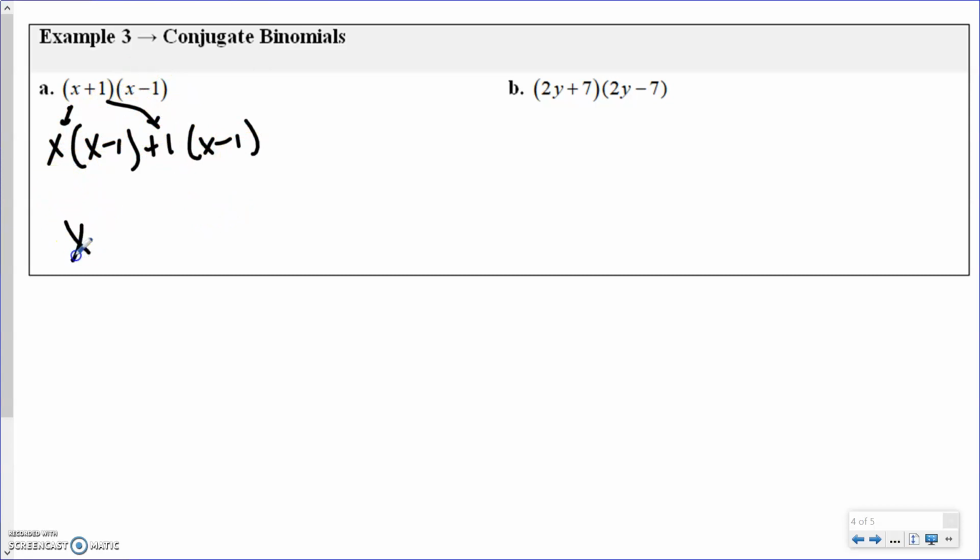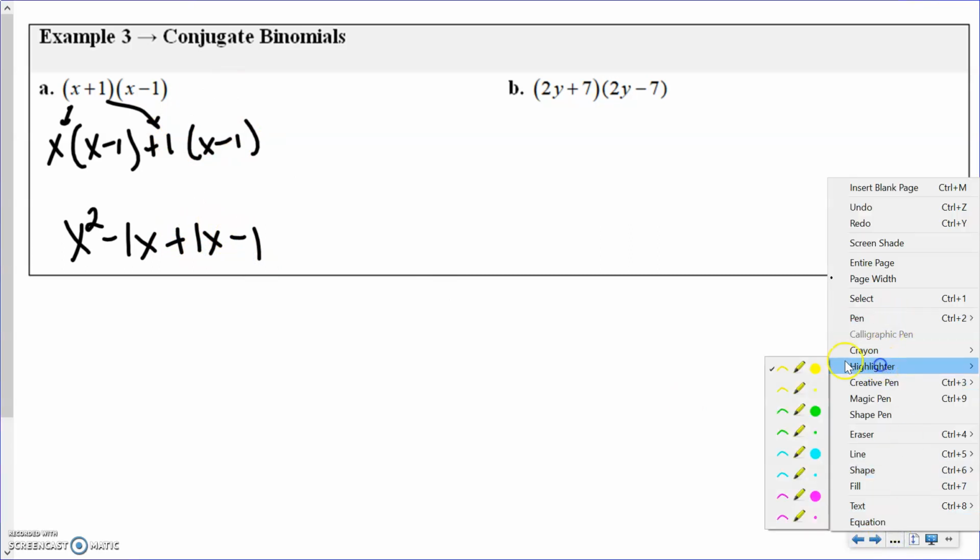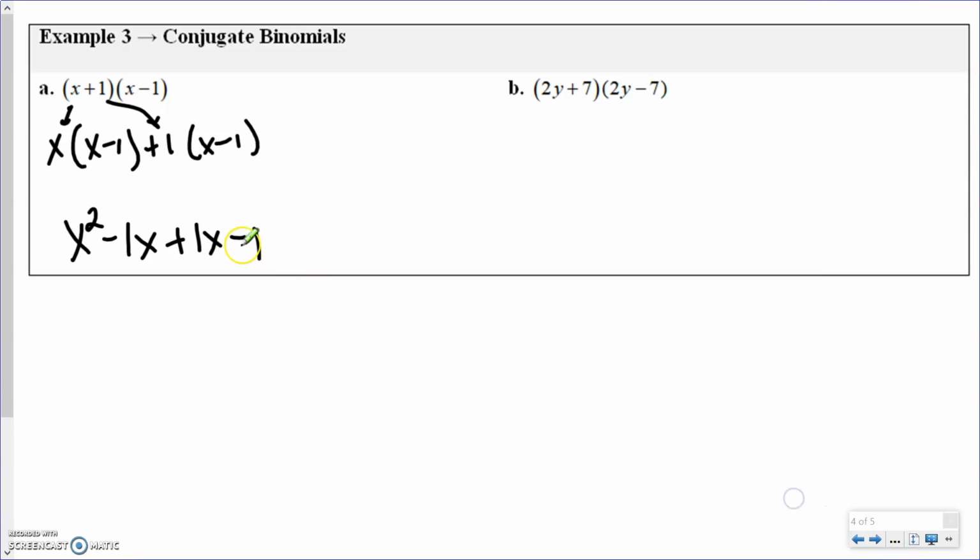Distribute, x times x is x squared, x times -1 is -1x. For the second group, 1 times x is 1x, and 1 times -1 is -1. Be really careful with your signs here. But what should always happen when you have conjugate binomials, meaning they're almost identical other than the signs, is when you go to combine like terms, that middle term is going to cancel out. So I end up with x squared minus 1 there.